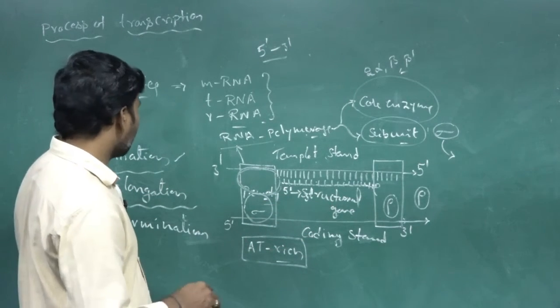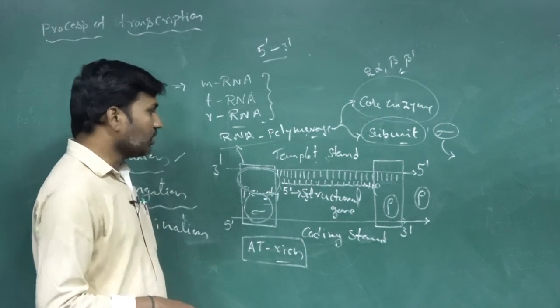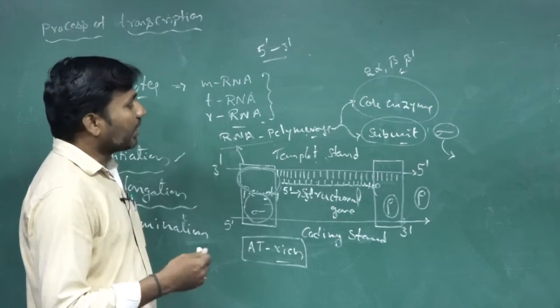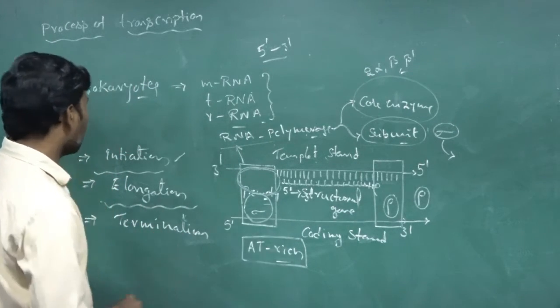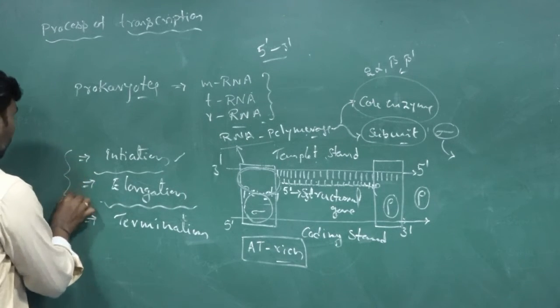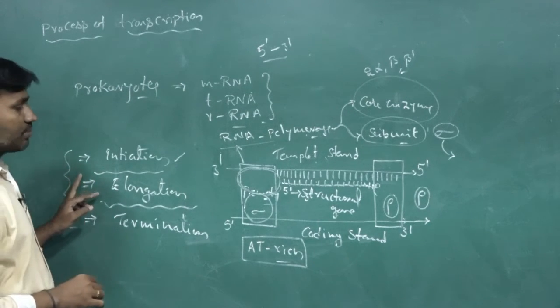From the nucleus it comes out into the cytoplasm, to go into the translation process. So this is the mechanism in the three steps that occurs in transcription.